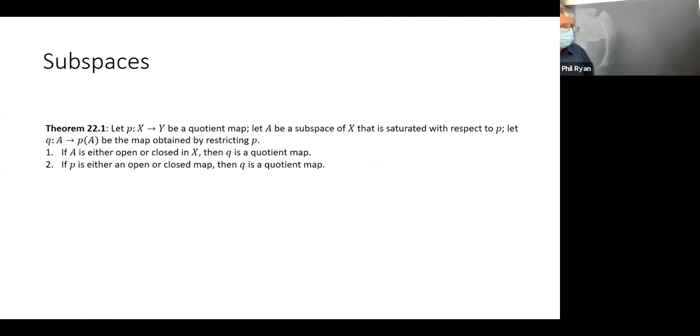So let's continue our look at quotient topology. Okay, so we've got the idea of a quotient space, a quotient map, and a quotient topology. It's all sort of bound together.